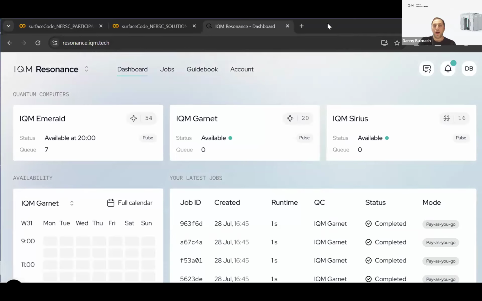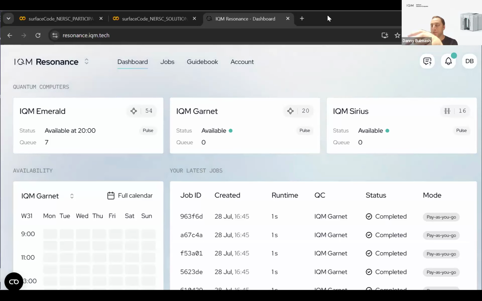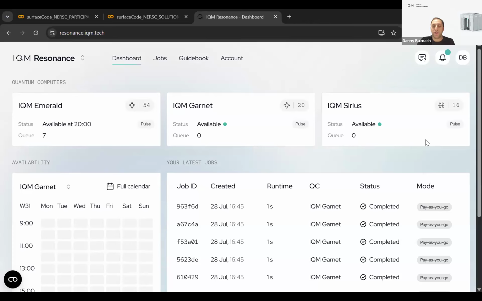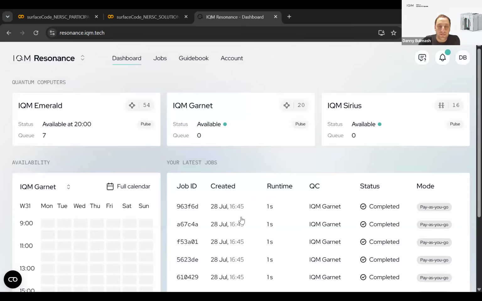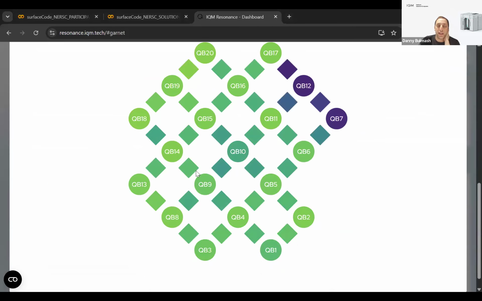So welcome back, everyone. Now comes the time to actually start running things on quantum computers. Before we get into the notebooks, which I will get into in just a minute, I just wanted to showcase a little bit of IQM Resonance, just so that you know how things work. The machine we're going to be mostly using today is IQM Garnet. This is what happens when you go to resonance.iqm.tech and log in. If you haven't made an account yet, I put the link in chat to get bonus credits so that you can run lots of experiments. We're going to be working on IQM Garnet. It's a 20 qubit machine, with the qubits connected like this.